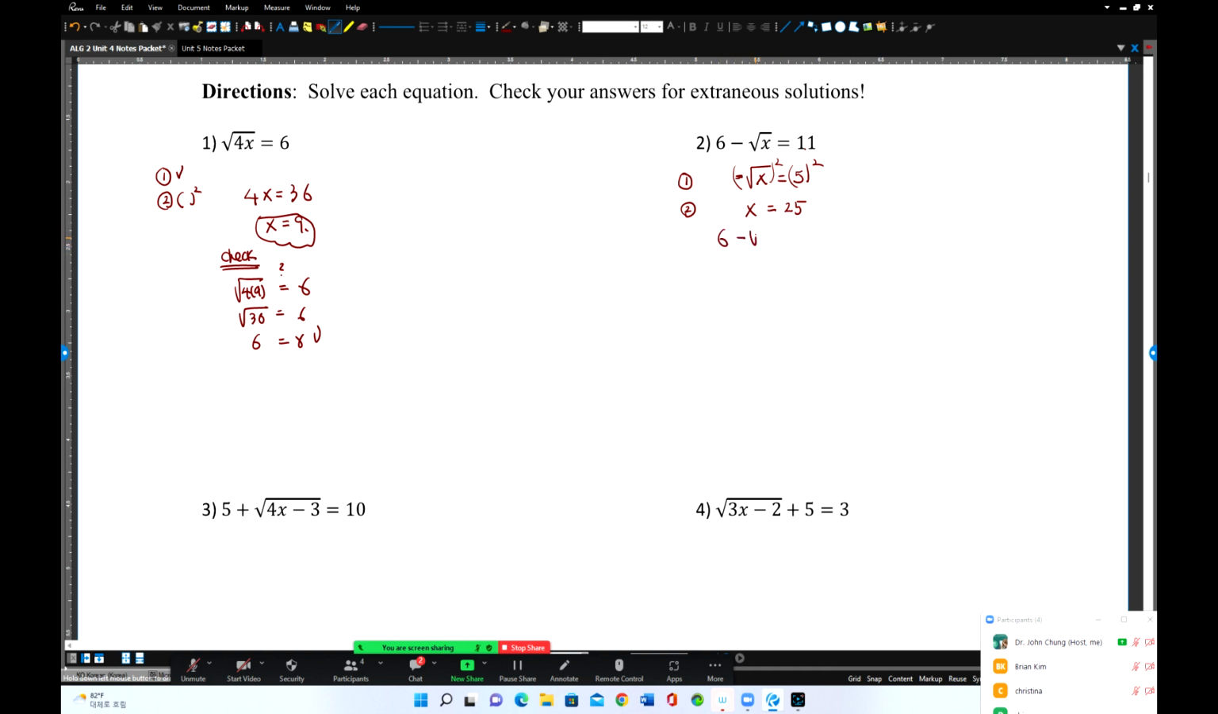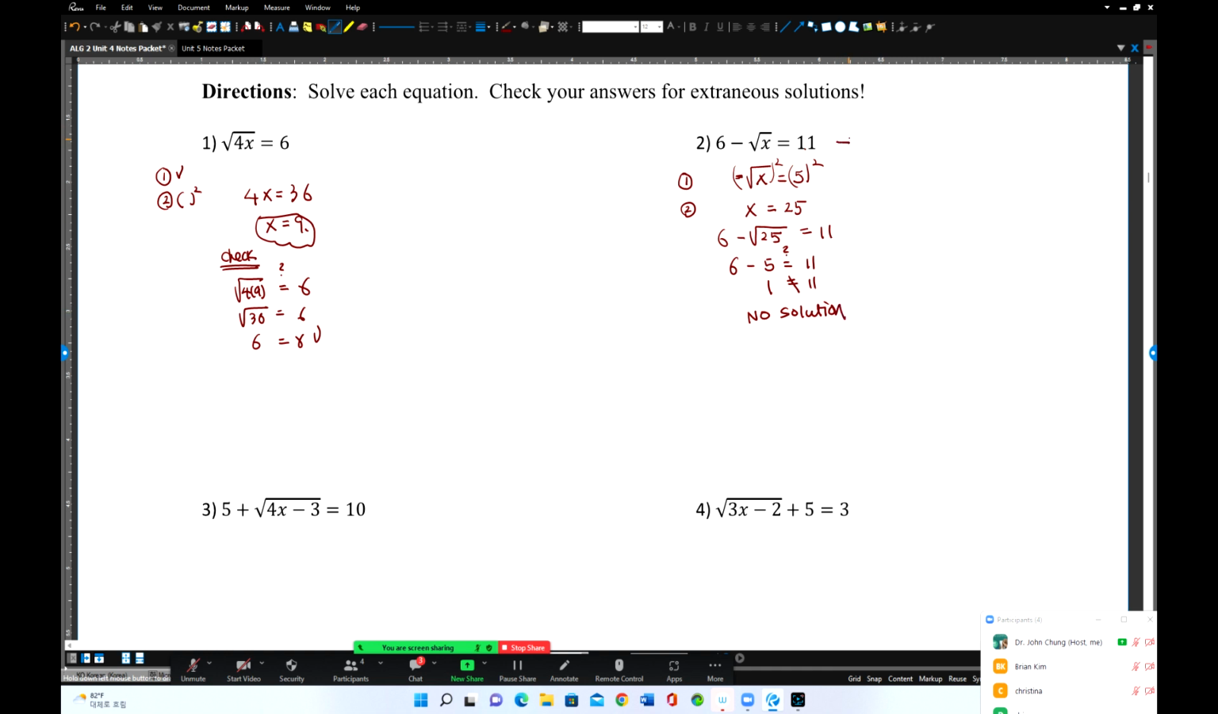6 minus square root of 25 equals 11? It's okay. 6 minus 5 equals 11? 1 is not 11. They are not equal. It's okay? Yeah. That's not true. What does that mean? There are no solutions.